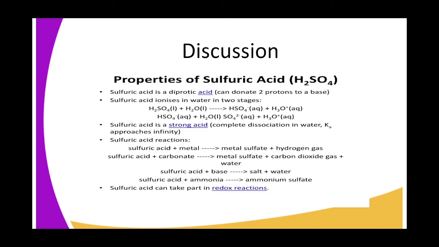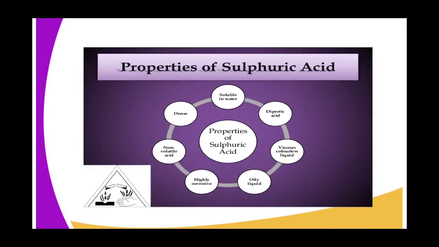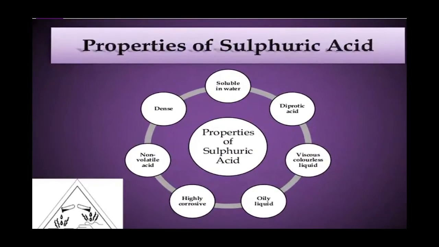Sulfuric acid reacts with metals to form metal sulfates. It reacts with metals to form metal sulfates, sulfur 4 oxide gas and water. For example, it reacts with copper to form copper sulfate plus sulfur 4 oxide and water.